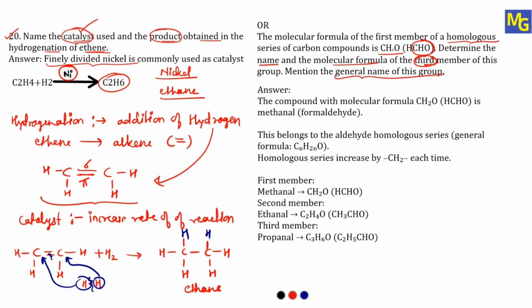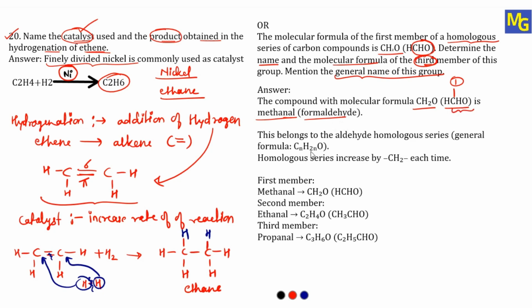So let's start with the answer. The compound with molecular formula CH2O, that is HCHO, is called formaldehyde or methanal. What do you mean by methanal? Meth is nothing but one carbon. So see here, it has only one carbon. So it is meth. And al, what does al mean? It is the aldehyde group. So this is methanal, or the common name is formaldehyde.